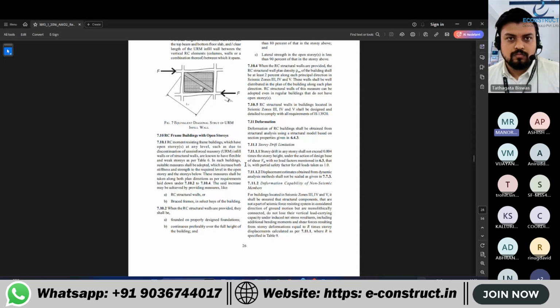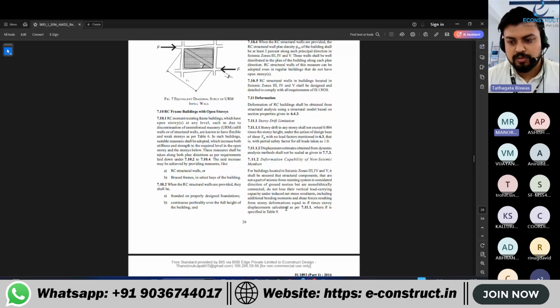This measure shall be taken along both plan directions as per requirements laid down under 7.10.2 to 7.10.4. This increase may be achieved by providing measures like RC structural walls or braced frames in selected bays of the building.